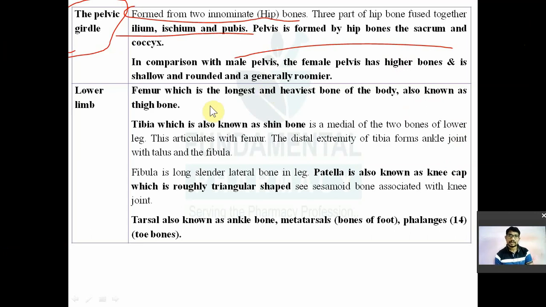In comparison with the male, the female pelvis is shallow and rounded and generally roomier. इसका मतलब ये है कि जो फीमेल पेल्विस होता है वो थोड़ा सा बड़ा होता है मेल पेल्विस से कंपैरिजन. Female pelvis is more roomier because female has to give birth to a child. उनको बच्चे को जन्म देना होता है तो इसलिए उनका पेल्विस थोड़ा सा रूमियर होता है. रूमियर मतलब उसमें स्पेस ज़्यादा होता है. So that is shallow, rounded and roomier as compared to male. So female pelvis is larger.